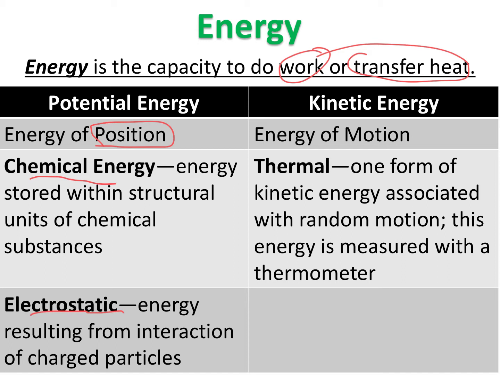Kinetic energy is the energy of motion. Thermal energy is one form of kinetic energy associated with random motion. This energy can be measured with a thermometer and is related to temperature measured in Kelvin.